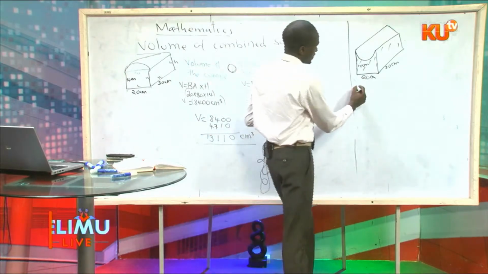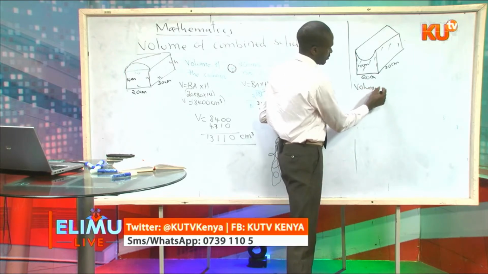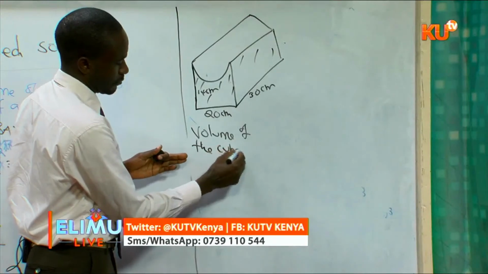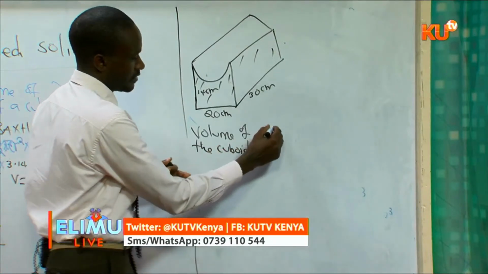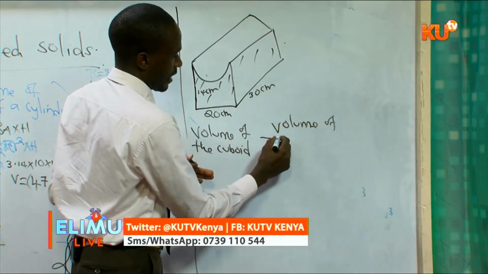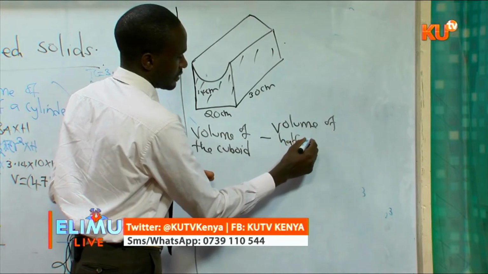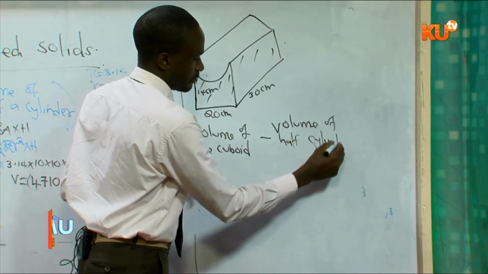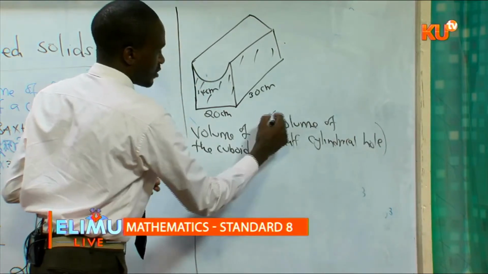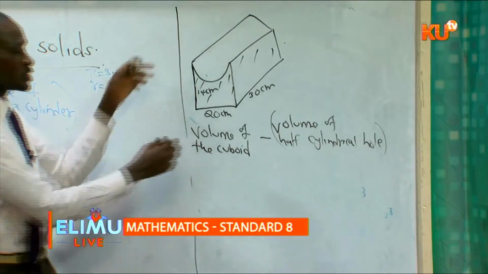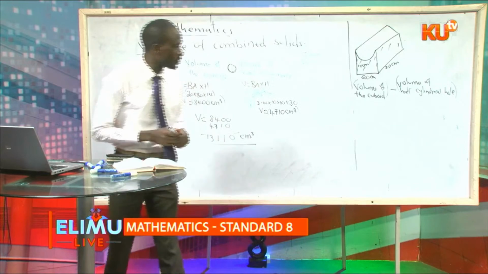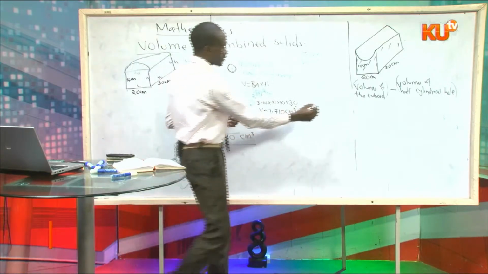So here for this one, we say volume of the cuboid, take away volume of half cylindrical hole. I'll call it half cylindrical hole because it was drilled from the solid, which was a cuboid. It is going with the same approach.